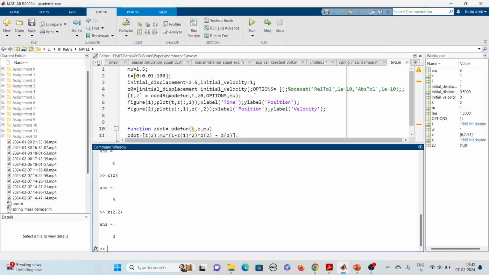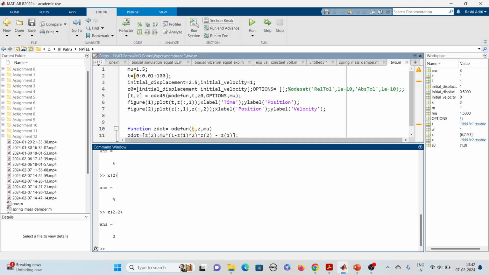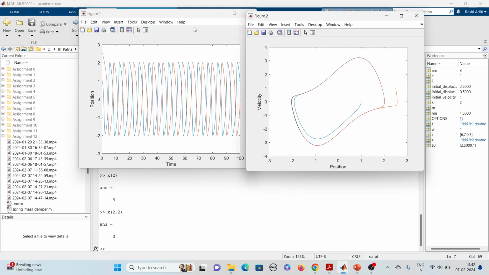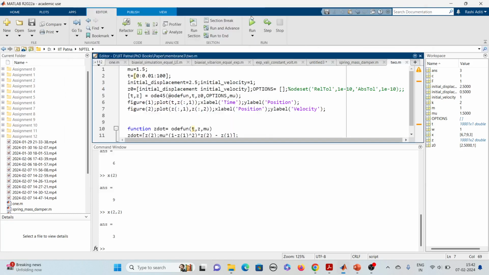Now if I want to compare these two figures, what would I prefer? I'll prefer that the figure for the other initial condition gets plotted in the same figure so that I can compare. Is it the same or not? Is it properly tracing the same path? Is the orbit the same or not? So I'll just run this. Sorry, the hold on was already there.